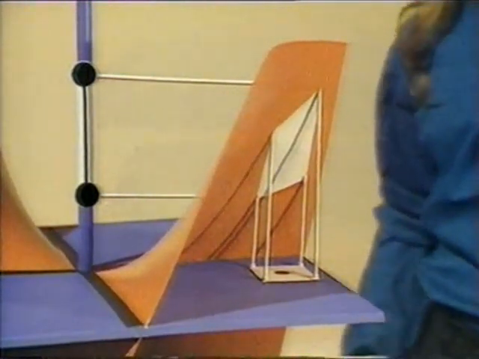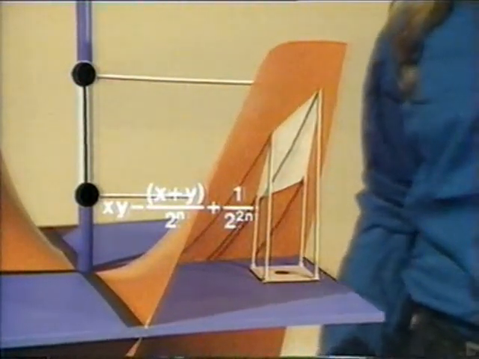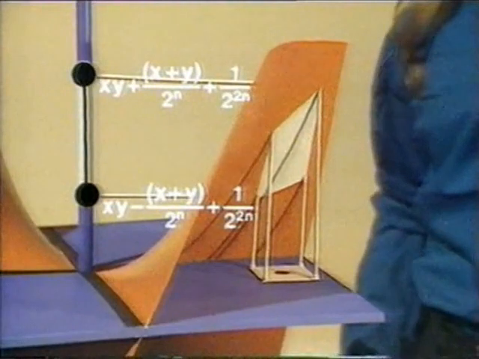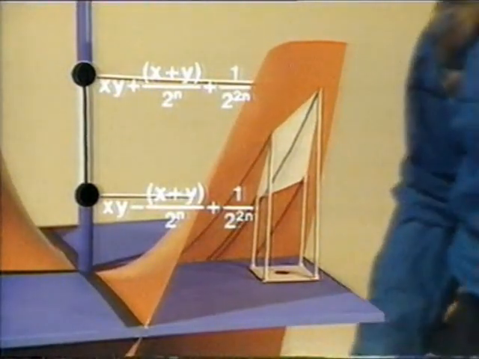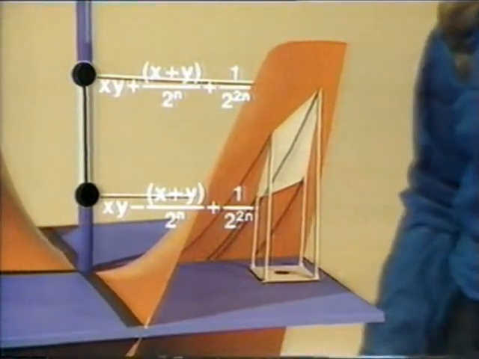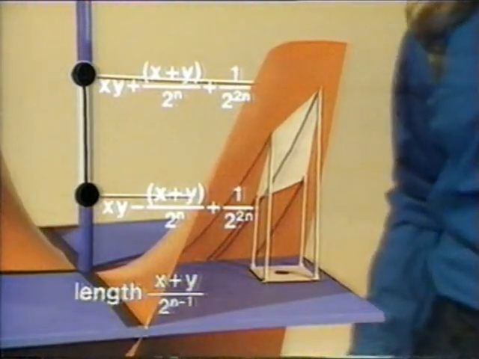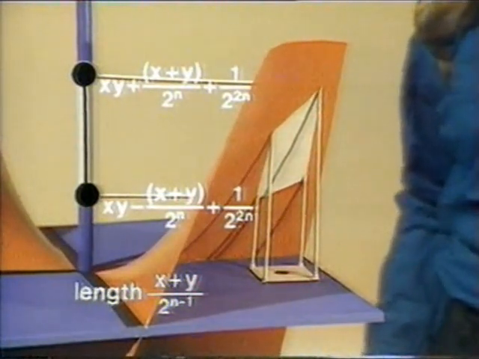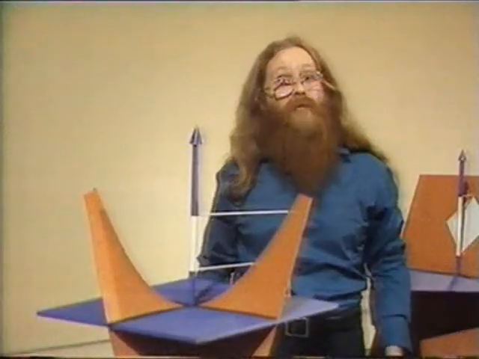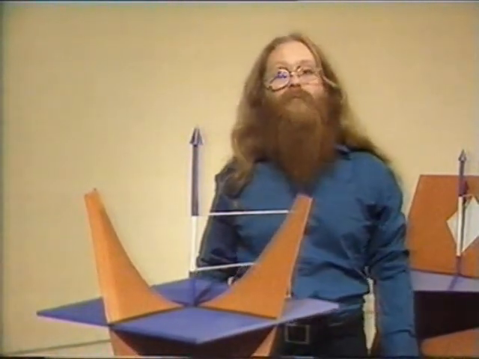It's from x times y minus (x plus y) over 2 to the n plus 1 over 2 to the 2n, to x times y plus (x plus y) over 2 to the n plus 1 over 2 to the 2n. Well, do these intervals form a nest? They do. And to see that, we just have to look at their length. The length of a typical such interval is (x plus y) over 2 to the n minus 1. So at each step, the length halves. So we've got a nest. So we've shown that this product function is continuous at the point xy. But this was an arbitrary point. So in fact, we've shown that the product function is continuous at every point in the domain R2.